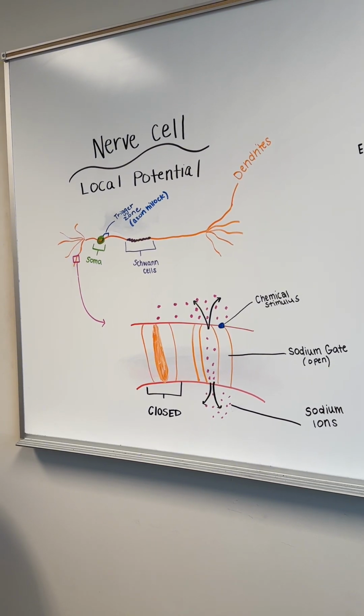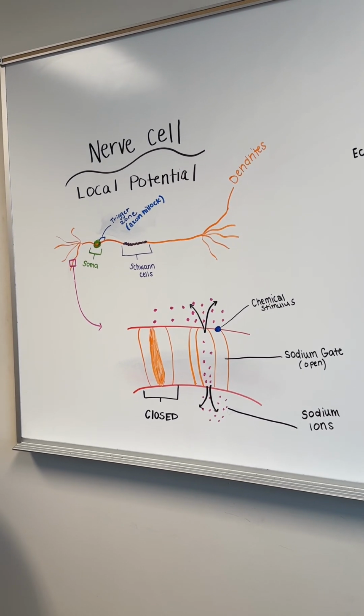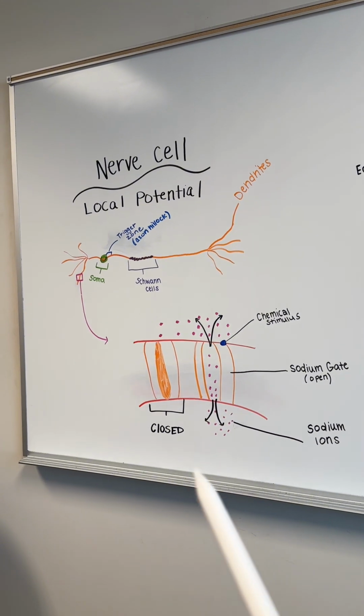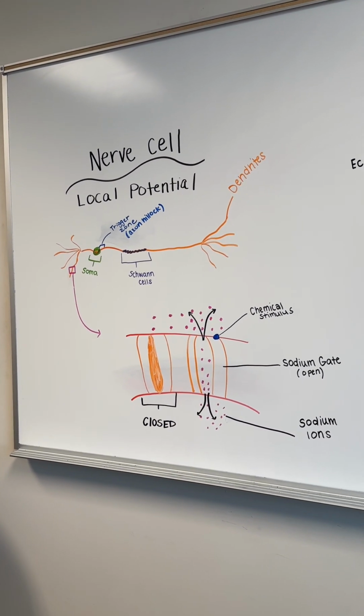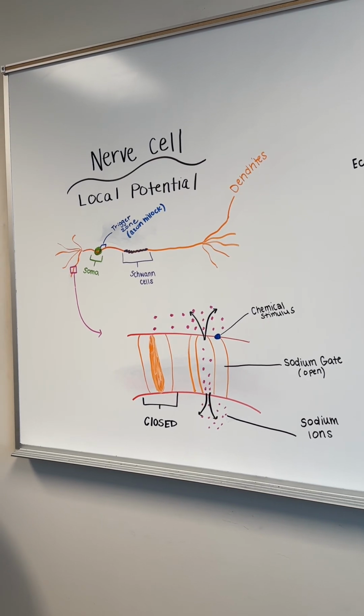And then reversible. If the stimulus stops, the sodium gates close. So here we have an example of the closed gate, and the cell goes back to the normal state. So negative inside, and then the positive will be outside.